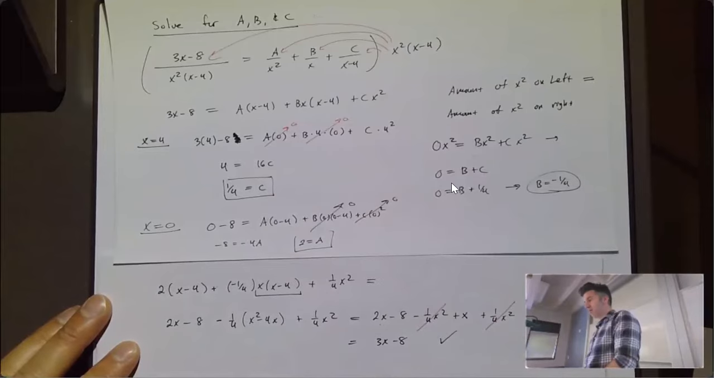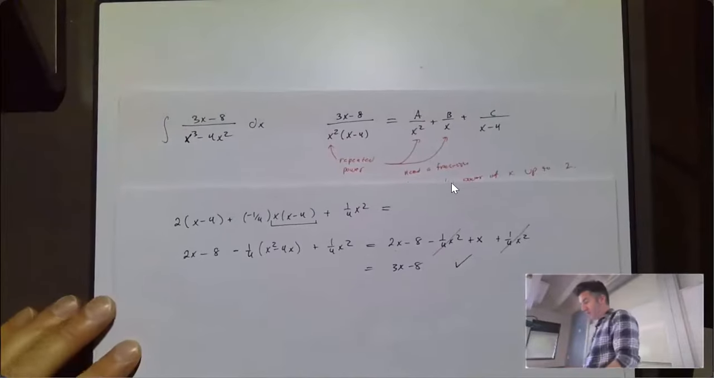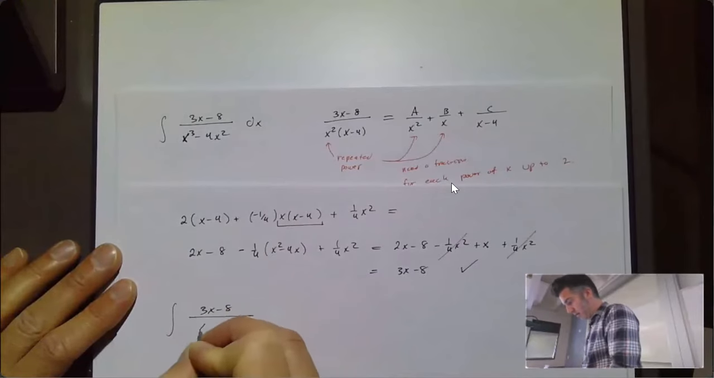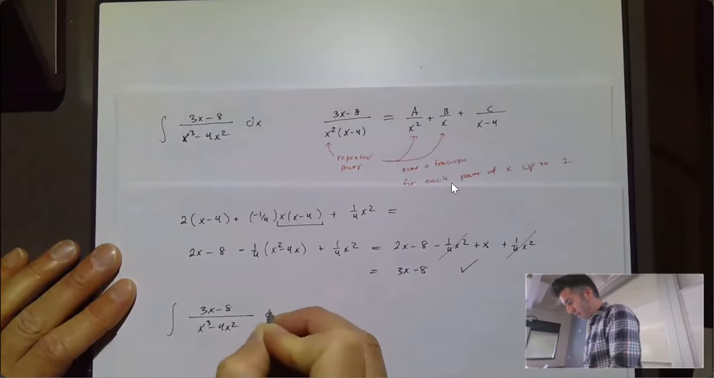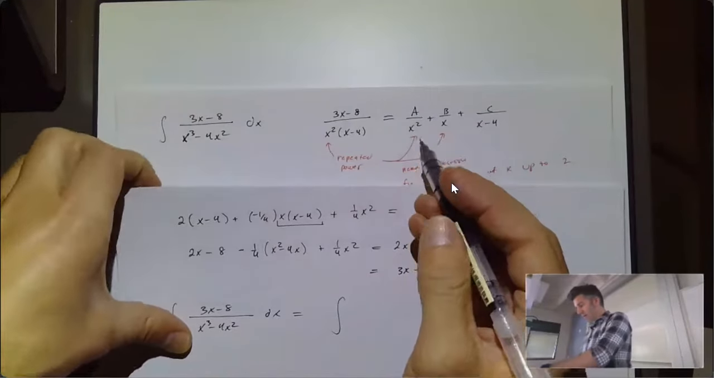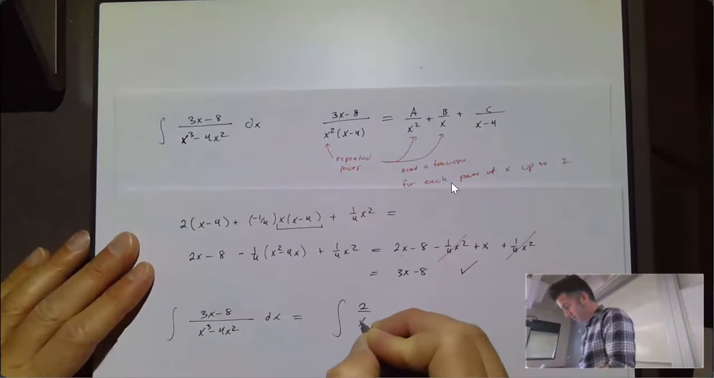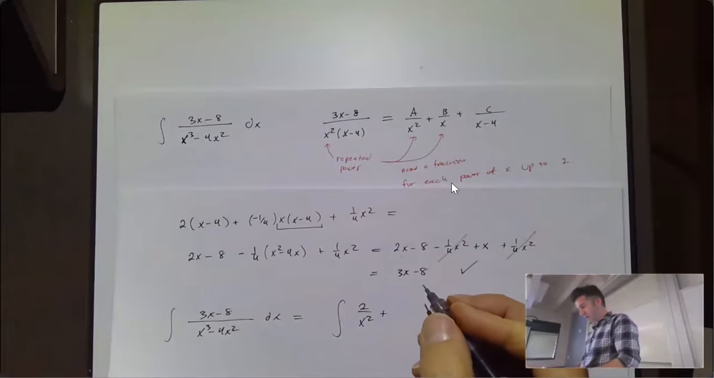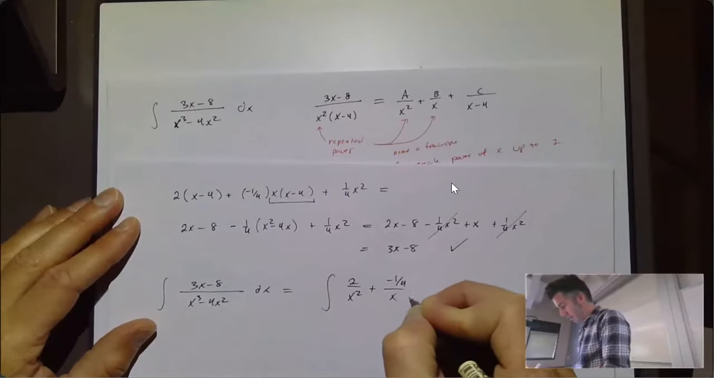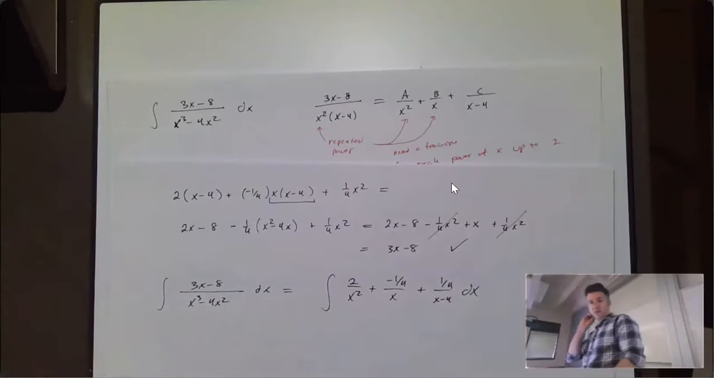So now back to the point. That means that we can now write our integral, the integral of 3x minus 8 over x cubed minus 4x squared dx, as the integral of our a value over x squared. And our a value, a was 2. Our b value was the positive 1/4? No, the negative 1/4. Negative 1/4 over x, and our c value was 1/4 over x minus 4. That's the whole reason for doing that.